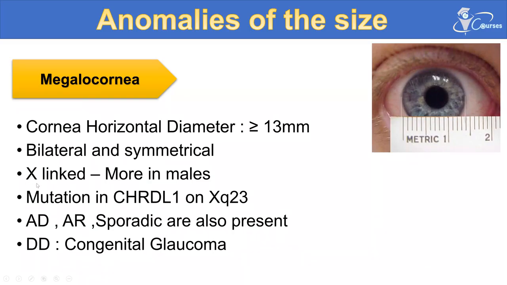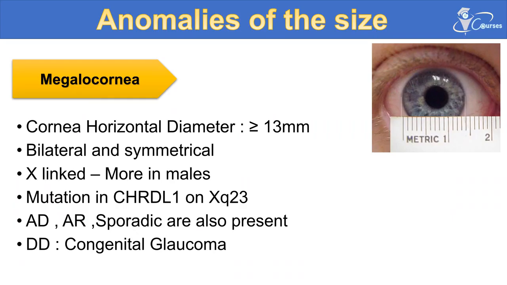For those who are attending ICO exams, this is very important and was asked before in the clinical ICO exams. Megalocornea is X-linked, meaning that it is more common in males. So I even brought to you the mutation of the gene. It is a mutation in the CHRDL1 gene, which is present on the long arm of the X chromosome at locus 23. So remember that megalocornea is an X-linked disease.